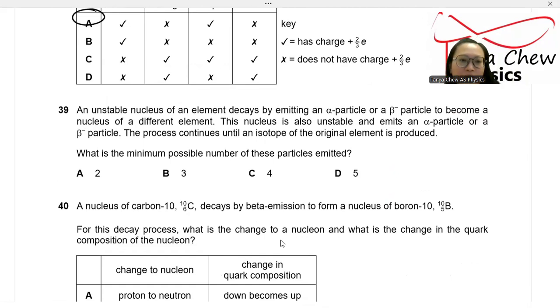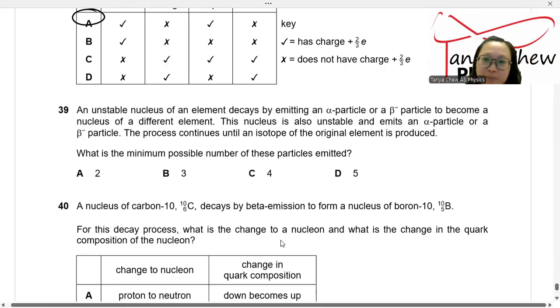Number 39, an unstable nucleus of an element decays by emitting an alpha particle or beta particle to become a nucleus of a different element. This nucleus is also unstable and emits an alpha or beta particle, beta negative. The process continues until an isotope of the original element is produced. What is the minimum possible number of these particles emitted? Isotopes means they have the same proton number.